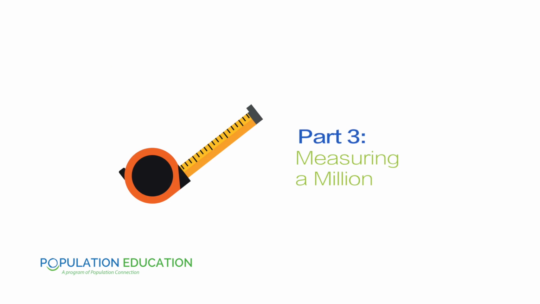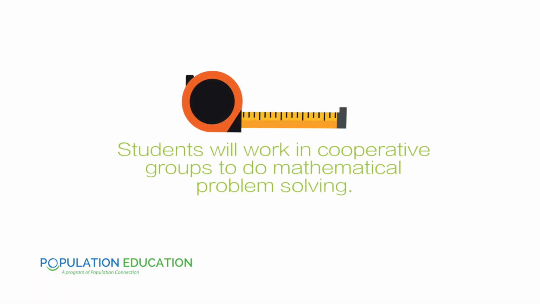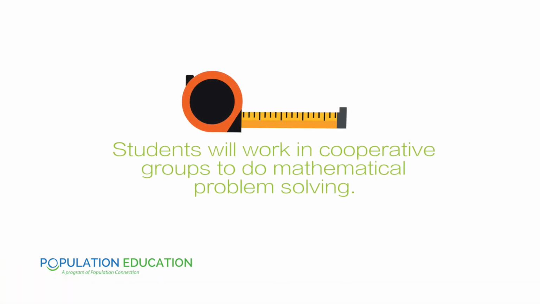Part 3 of Millions and Billions is called Measuring a Million. And this is where students are going to work in cooperative groups to do some mathematical problem solving, primarily with linear measurement. It uses simple props like measuring sticks that have gradations for both metric measurement and imperial measurement. One group will use a map, others will use stacks of paper, markers, simple things that you have around the classroom.